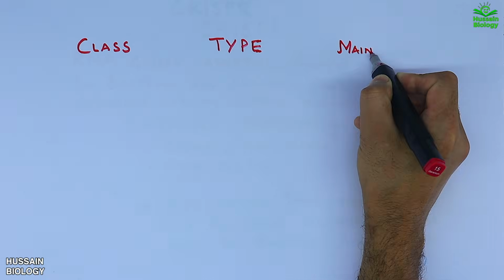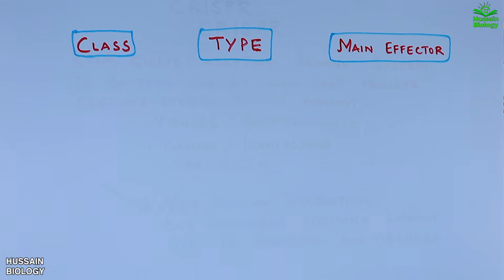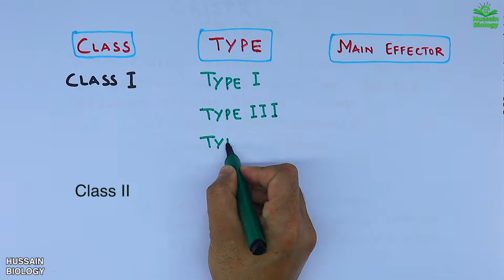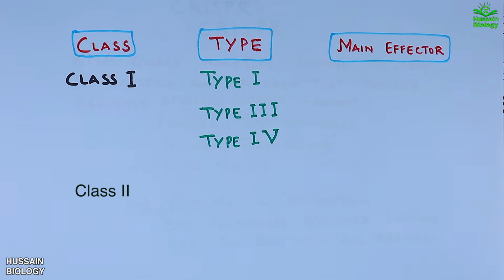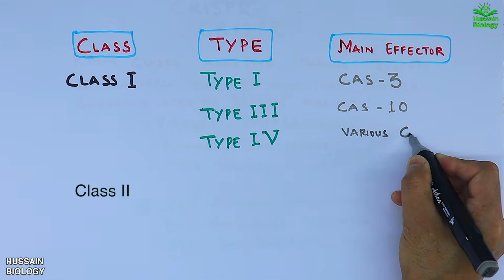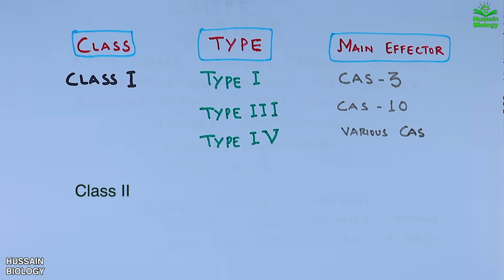Now let's move on to the different classes and types of CRISPR systems. As you can see in this table, CRISPR systems are broadly divided into two major classes, Class 1 and Class 2. First, under Class 1, we have Type 1, Type 3 and Type 4. For Type 1, the main effector molecule is Cas3, which is responsible for targeting and degrading the invading genetic material. Then we have Type 3, where the main effector molecule is Cas10. And finally Type 4, which involves a variety of Cas proteins and is somewhat different from other CRISPR systems.